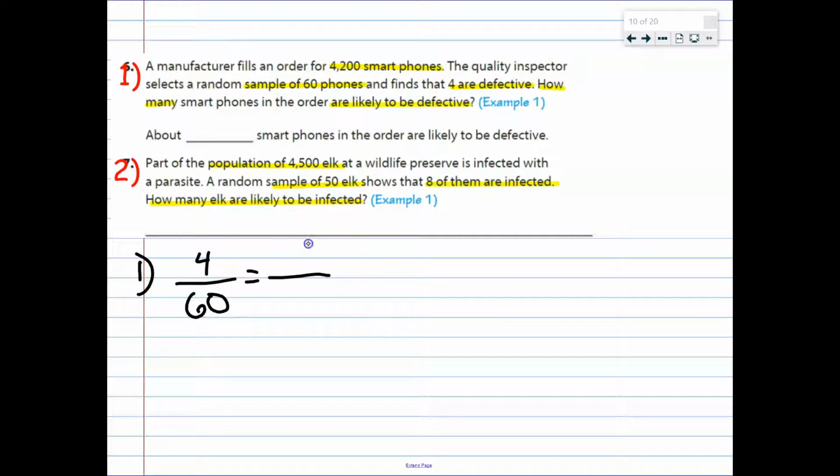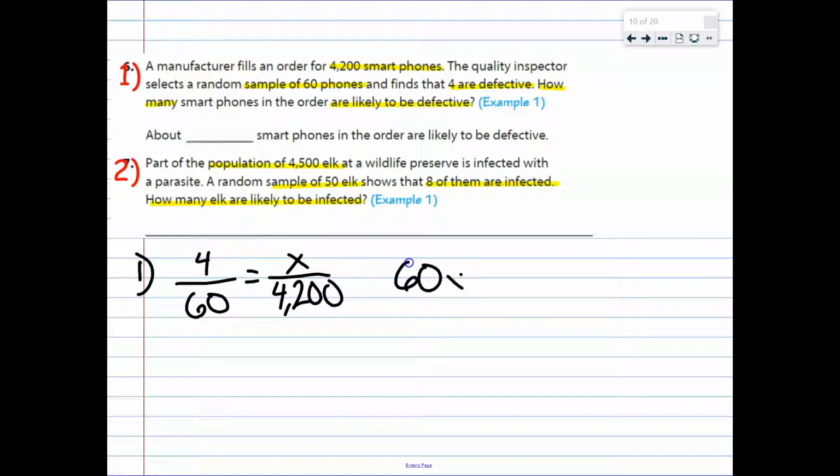And then we're going to put our population on this side. So our population is 4,200 smartphones, and we want to know how many out of those are likely to be defective. So we're going to set it up like this. And we're trying to find the part. Okay, once we have that, we're going to cross multiply.